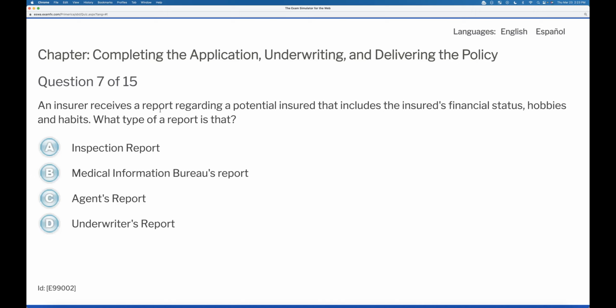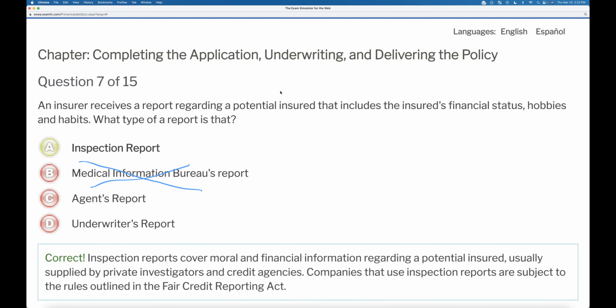An insurer receives a report regarding a potential insured that includes the insured's financial status, hobbies, and habits. What type of report is that? So now we know for sure it's not the MIB. Underwriter's report. Let's try inspection report. It is inspection report. Look at this. The inspection report covers moral and financial information regarding the potential insured. It's crazy. So it's an inspection report, okay?